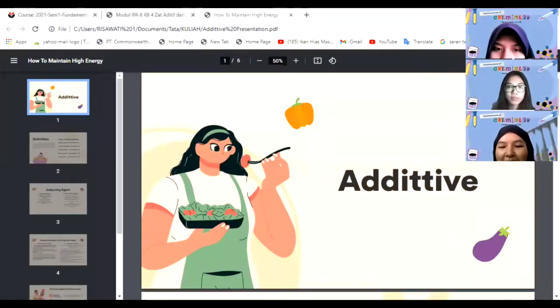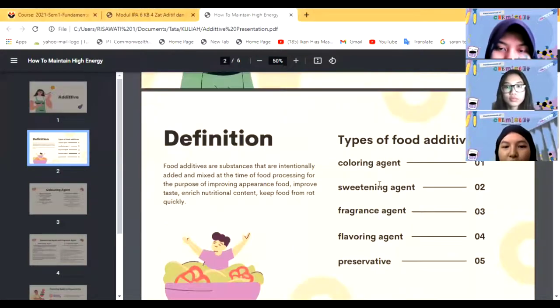Okay. Today I would like to explain the additive. So, what is the definition of food additive? Food additives are substances that are intentionally added and mixed at the time of food processing for the purpose of improving appearance of food, improving taste, enriching nutritional content, and keeping food from rotting quickly.